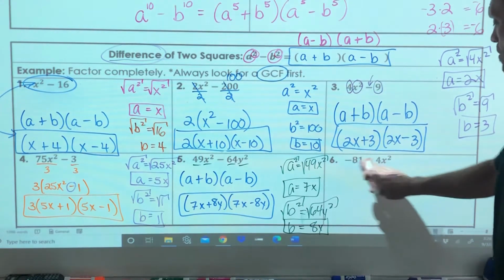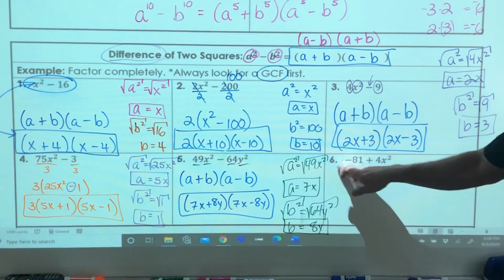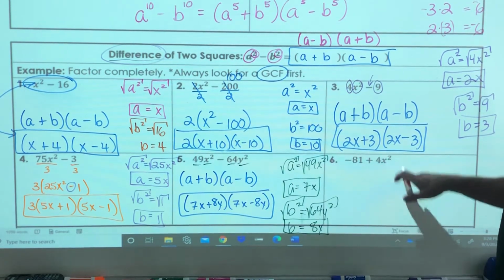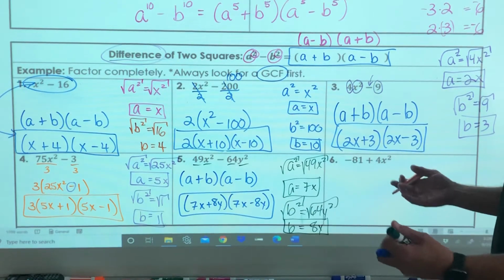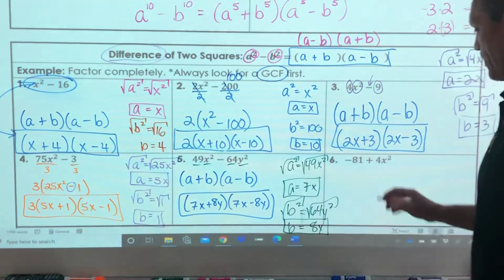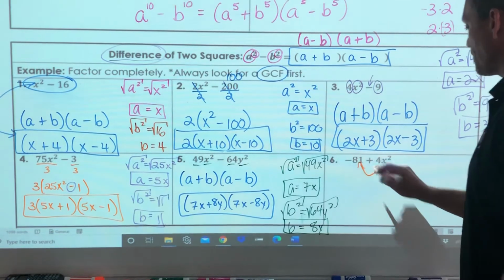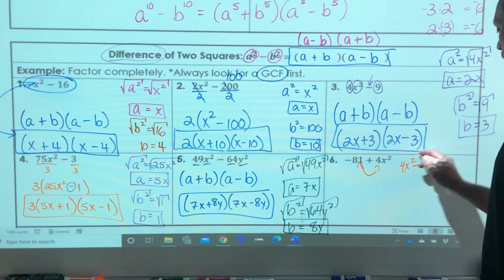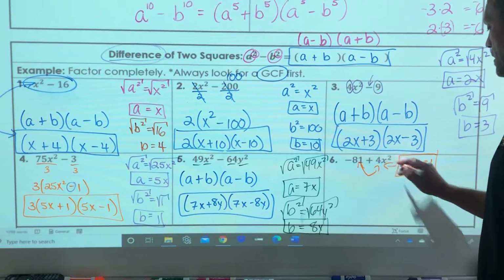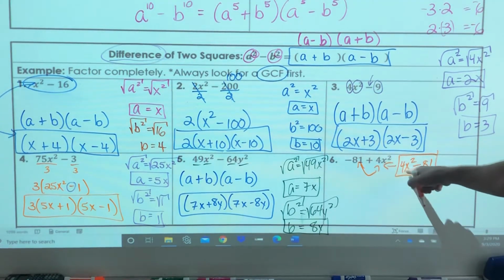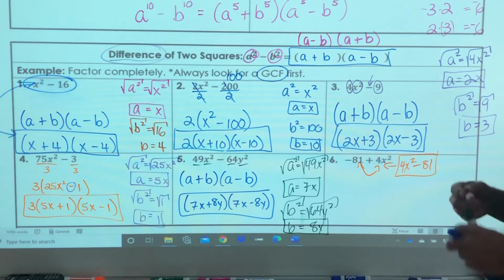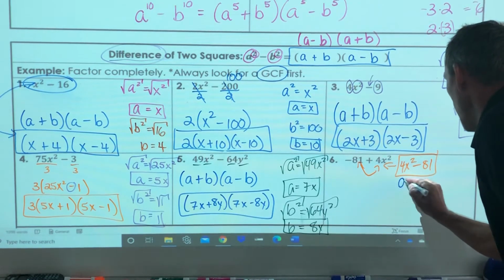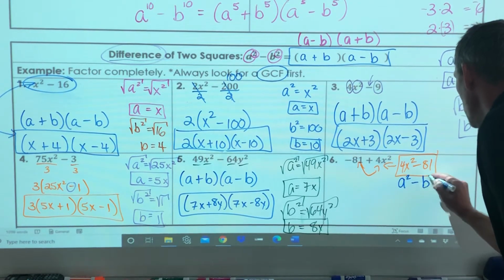Okay, this one's going to give you a little twist here. We've got a negative out front. 81 is a perfect square. 4 is a perfect square. And x squared is a perfect square, but it's messed up. So we're going to rearrange it a little bit. We need to switch these parts. So we need to say 4x squared minus 81. That's the same thing, right? I'm not changing anything. This is positive 4x squared, that's negative 81. We just moved it around so that it looks pretty with our a squared minus b squared.